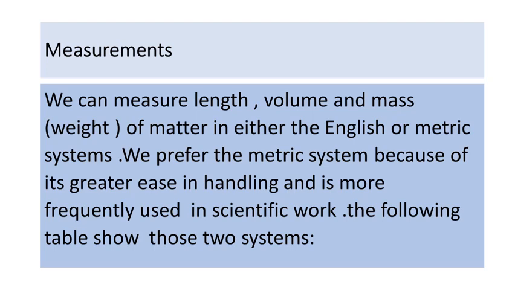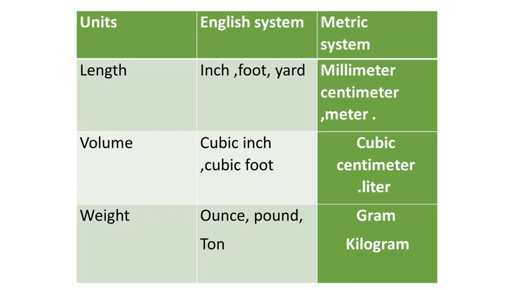Measurements. We can measure length, volume, and mass, which is weight, of matter in either the English or metric system. But we prefer the metric system because of its greater ease in handling and it is more frequently used in scientific work. The following table shows the two systems of units. Here we have three quantities: length, volume, and weight.